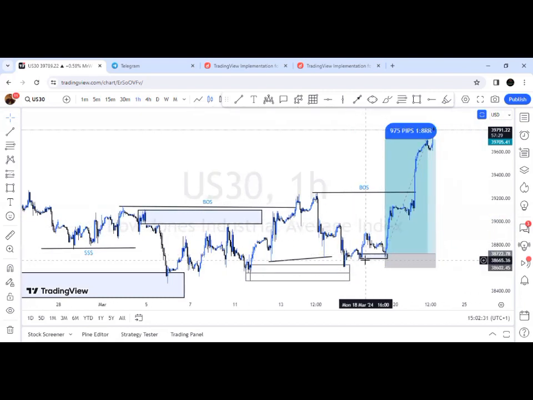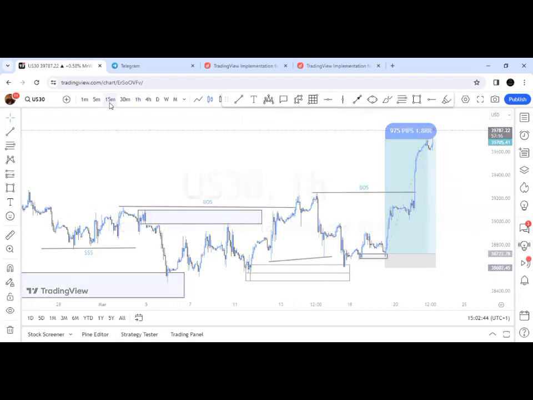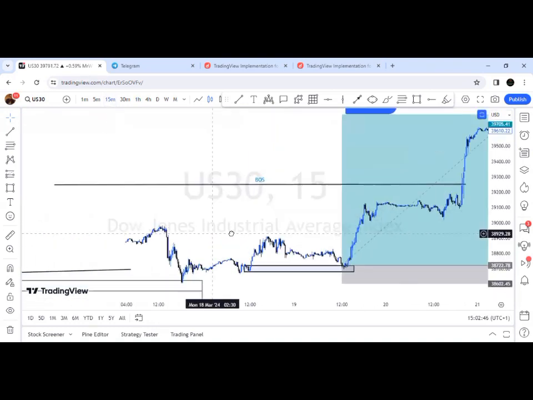this is where I now came into the market. As at the time I was looking at US30, it had already mitigated this zone. But if you understand lower time frame entries, let me now break it down. Let me go to 15 minutes. You understand what actually transpired there.